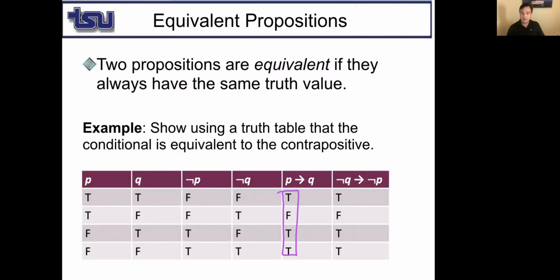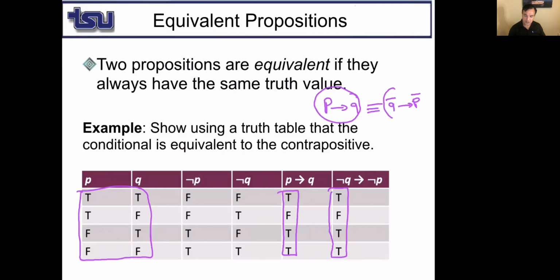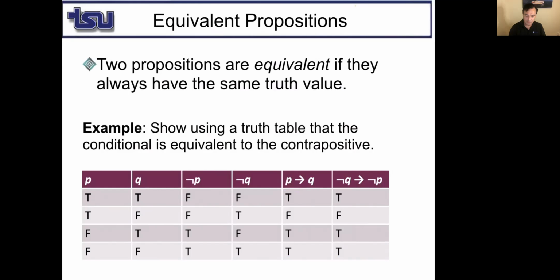The truth table shows that these are the truth values for P implies Q, and these are the truth values for Q naught implies P naught. They are exactly the same. For the same input, they generate the same output. That means P implies Q is equivalent to Q naught implies P naught. So the first compound proposition and the second compound proposition are equivalent because they generate the same truth table. Recall the contrapositive. If we have P implies Q, the contrapositive is Q naught implies P naught, right? So the conditional proposition and its contrapositive are equivalent.